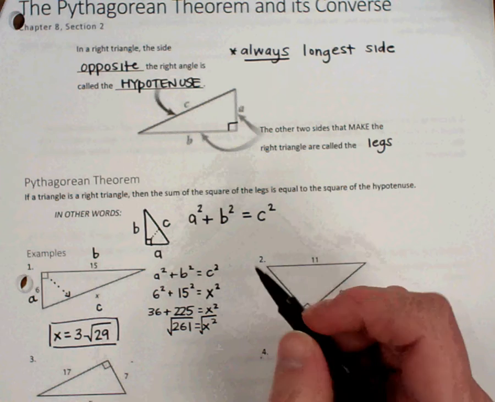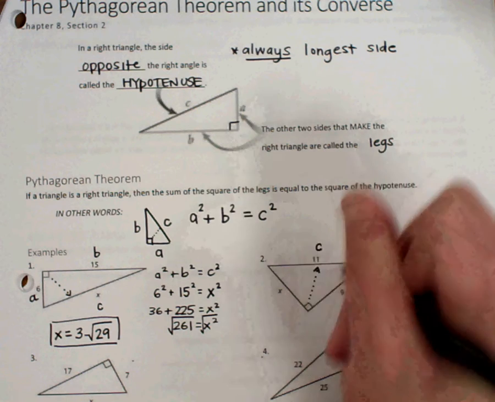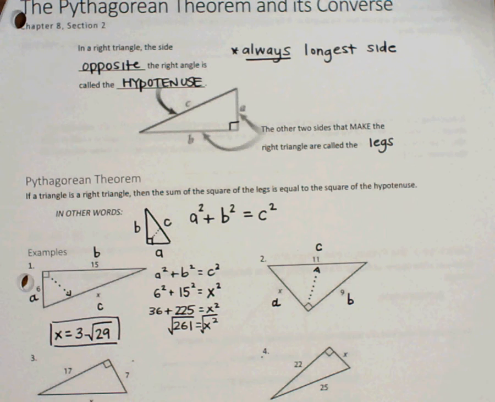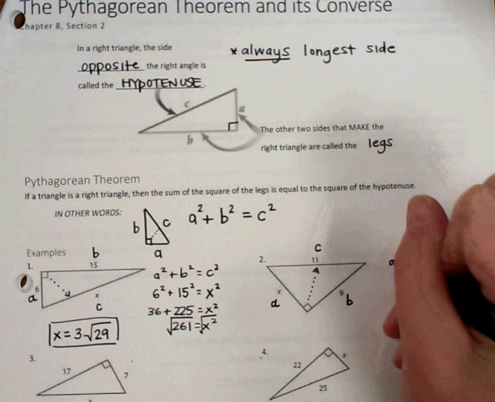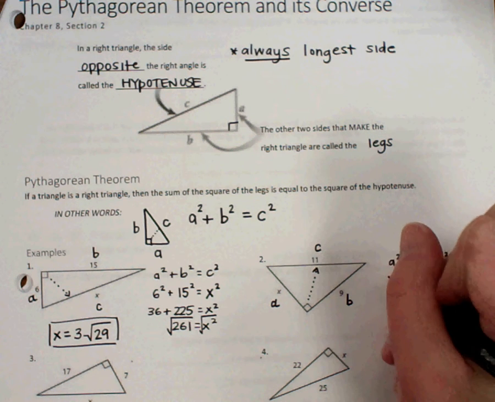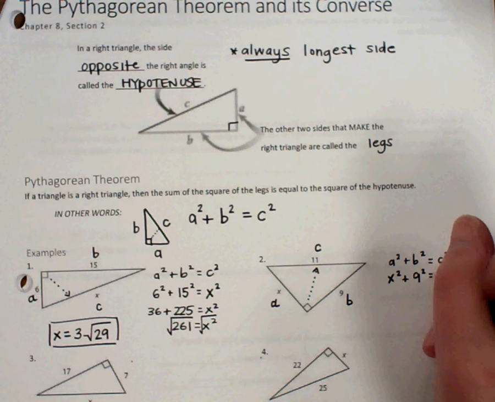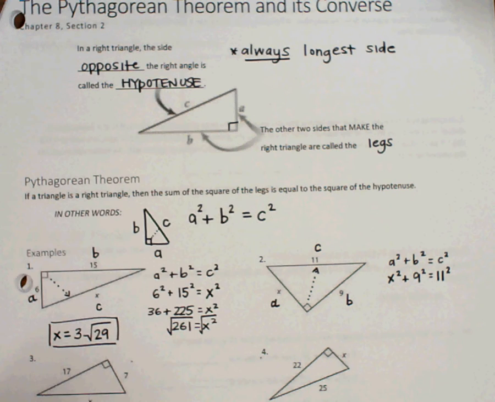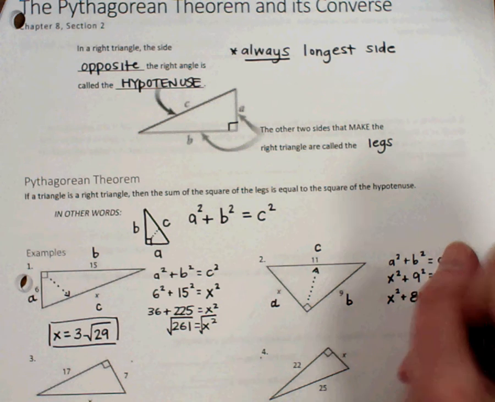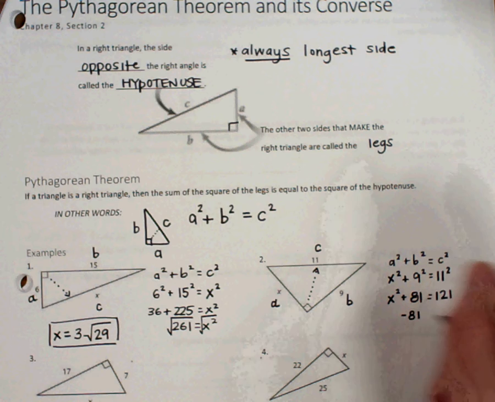Now, in number 2 here, we travel all the way across. This one I have my C value, and I don't have one of my legs. That's what I'm trying to find. So again, let's start with A squared plus B squared equals C squared, and substitute x for A, 9 for B, and 11 for C. Exponents come first. 9 squared is 81, 11 squared is 121, and now I'm going to subtract 81 from both sides.